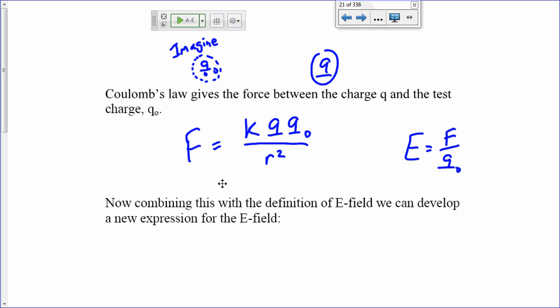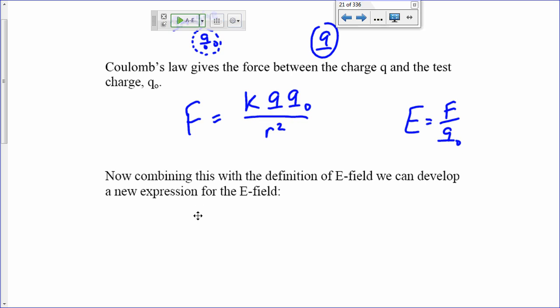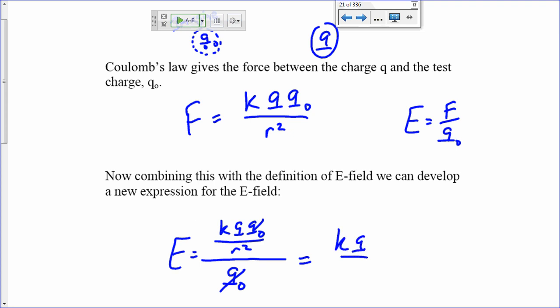So if we combine these two, then we say the electric field is F, which is K, Q, Q naught over R squared, divided by Q naught. Notice that our imaginary test charge goes away, and so then we get an expression for E, which is just KQ over R squared. Now this is the electric field at the location of where your imaginary test charge is. And this is the magnitude of that electric field.